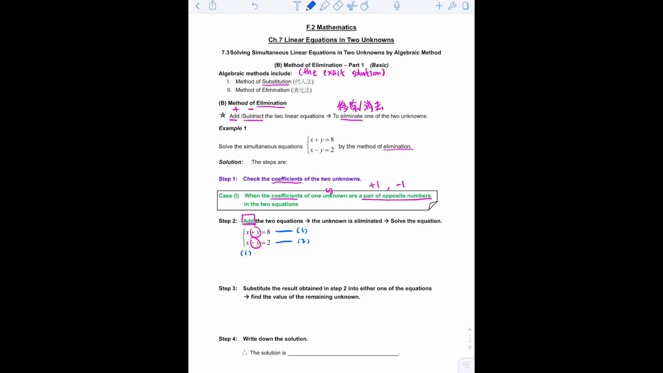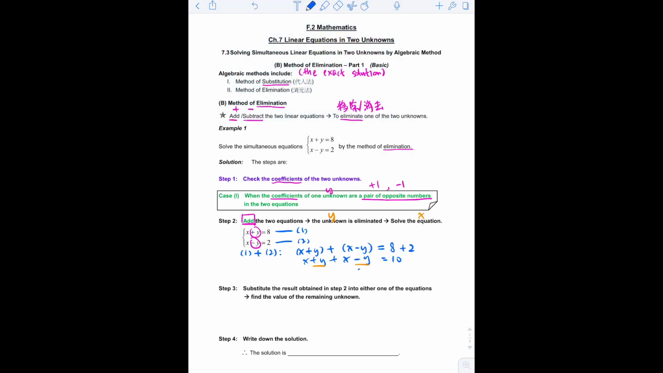We add equation 1 to equation 2. That means for the terms on the left-hand side, we add together, and for the terms on the right-hand side, we also add together. In this case, after removing the brackets, you will find that the unknown y will be eliminated. And then what you get is one equation in one unknown x, and then you can solve for x.